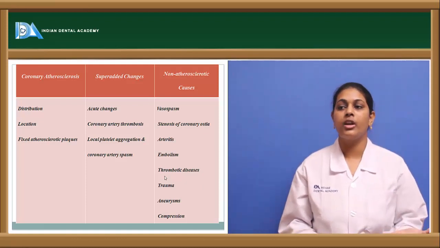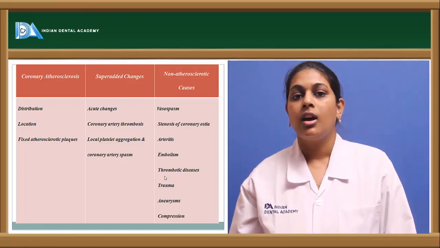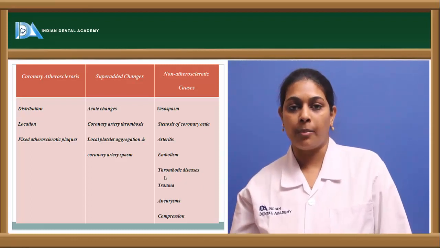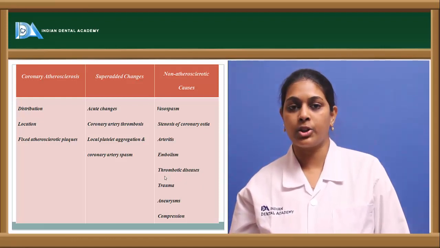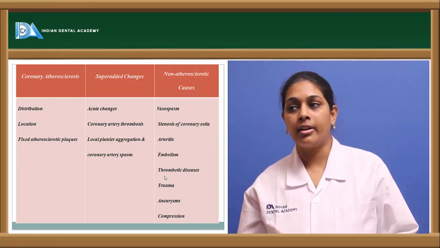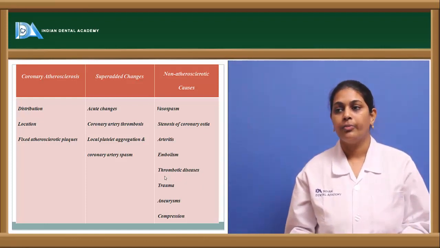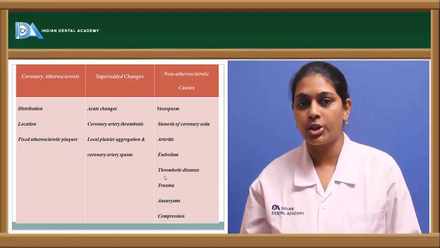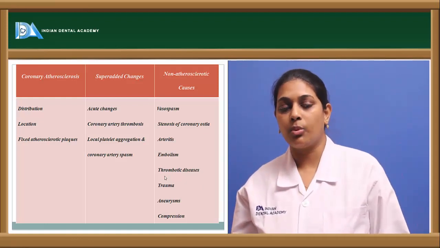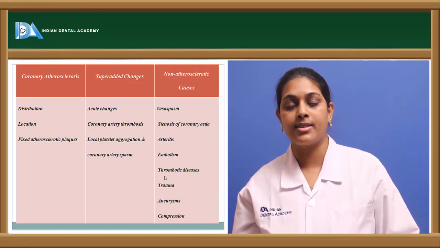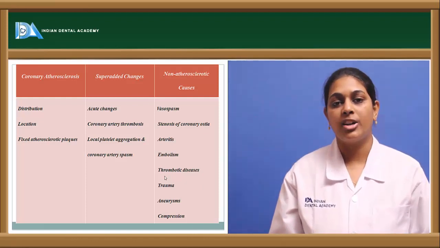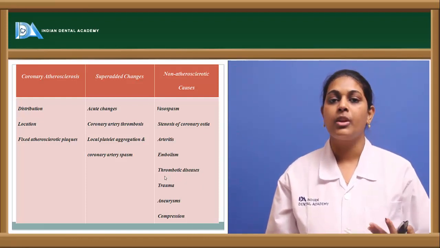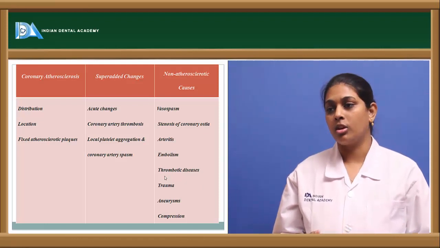Next coming is superadded changes. It could also be because of a coronary artery thrombosis, that is, if any untreated atheroma has been complicated into a thrombus formation, then it could result in a coronary artery thrombosis, which could also act as a superadded change in an already present atheroma. Then next coming is local platelet aggregation, that is, any platelets which aggregate on a present atheroma can also act as a superadded change for ischemic heart disease to develop from an atheroma.